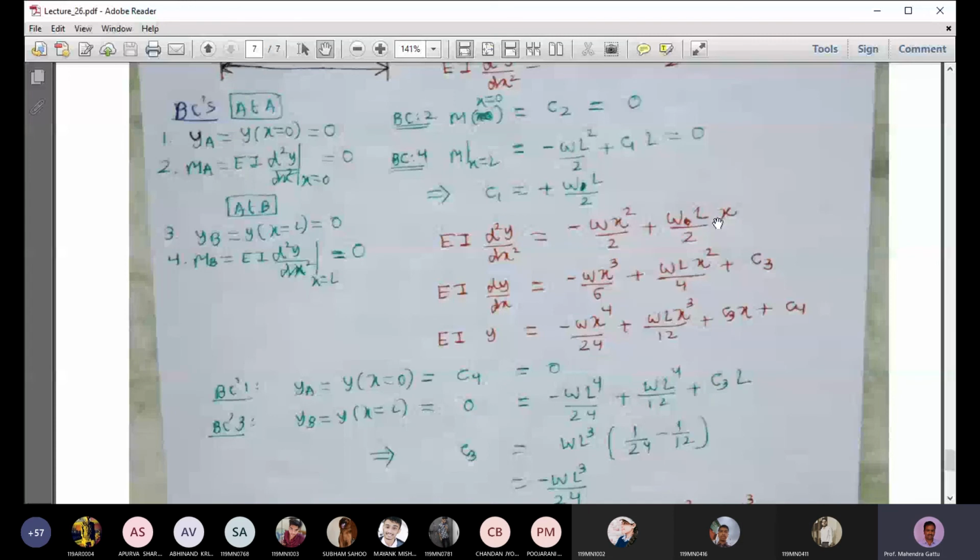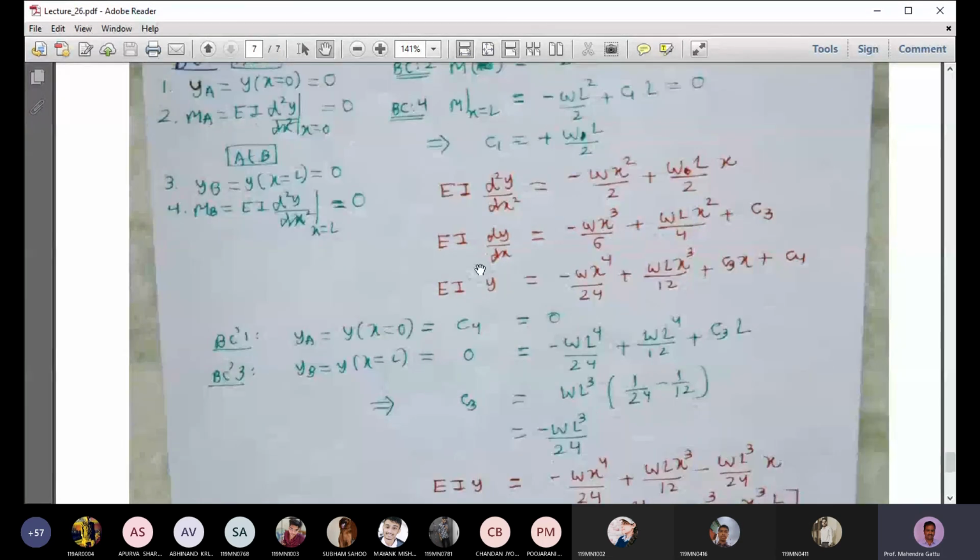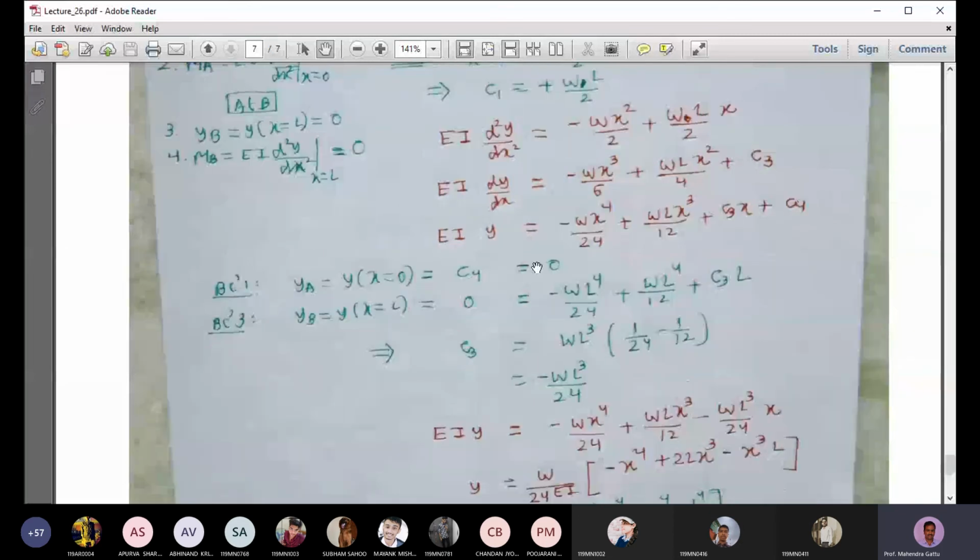Now we will integrate it one more time, and we'll integrate it twice. So when we integrate it the first time, we have EI dy by dx, and minus W x square dx will be x cube by 3, so x cube by 6. x dx is x square by 2, so it will be WL x square by 4, and we have the third constant C3 coming. And we integrate it one more time, so EI y, and x power 4 by 4, so we have W x power 4 by 24, and x square dx, x cube by 3, so it will be WL x cube by 12, plus C3 x plus C4. So we want to find C3 and C4.